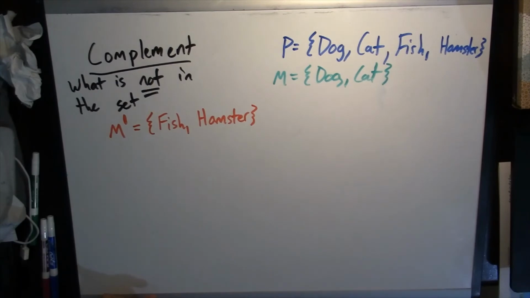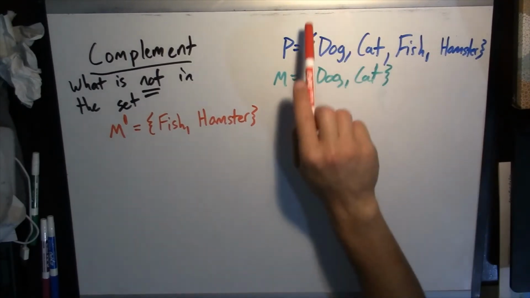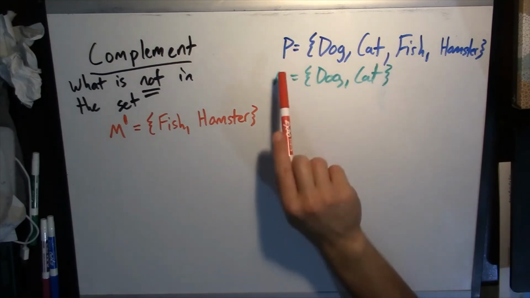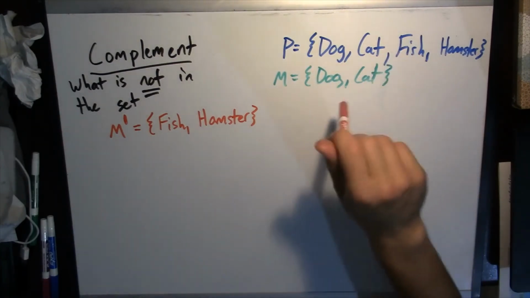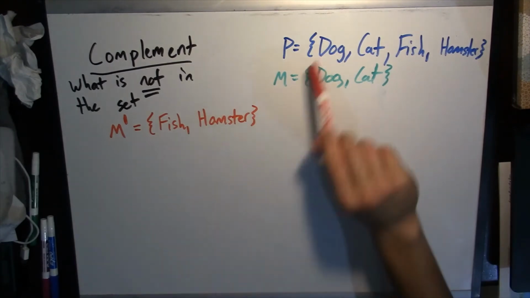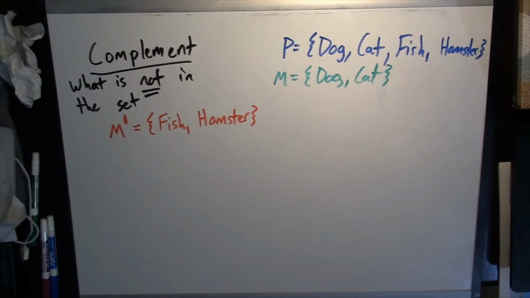So that would be a complement. That's an example of a complement. It's what is not in the set. M is a subset of P, so M prime is everything that's in P that is not in M. Dog and cat are in M, so we have fish and hamster, that's M prime.